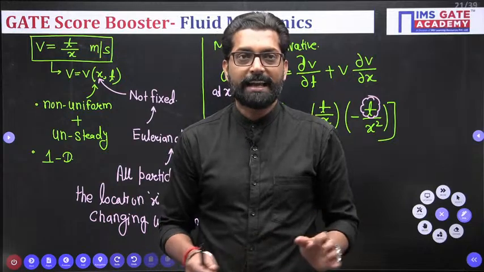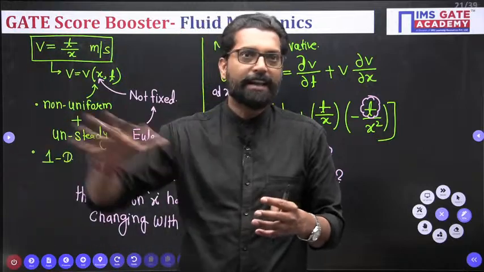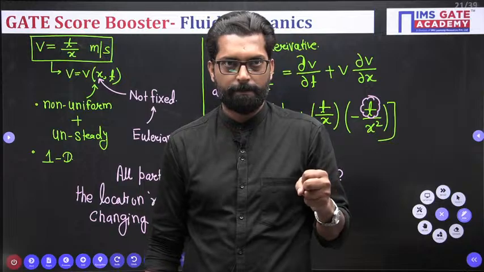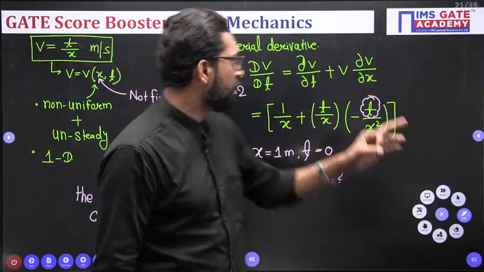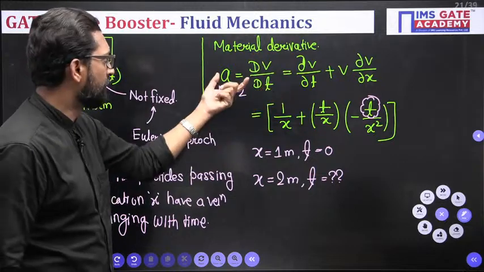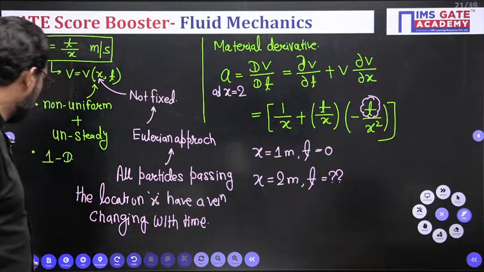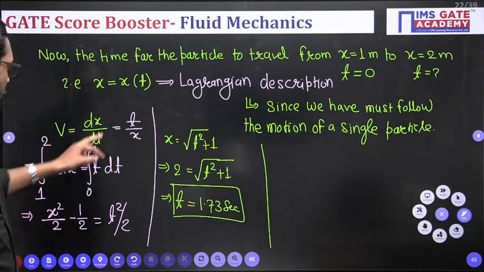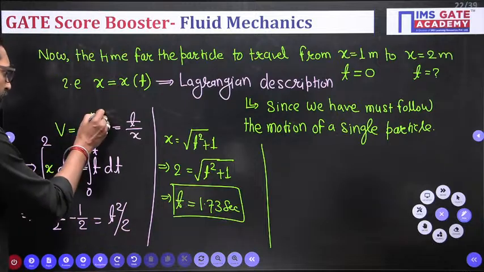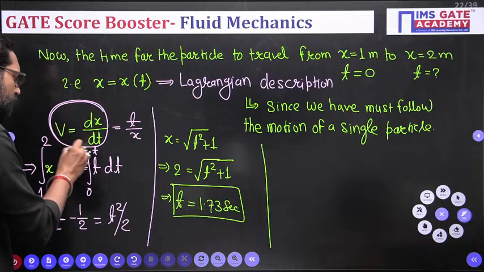Number two, the Eulerian approach is your field approach. That means there is a field. But in the Lagrangian approach, there is a particle approach. In the Eulerian approach, we have to derive the material derivative, DV by Dt, that means a total derivative. But in this case, we have to take the derivative for a single fluid particle. So this V is equal to dx by dt. This is your particle approach.